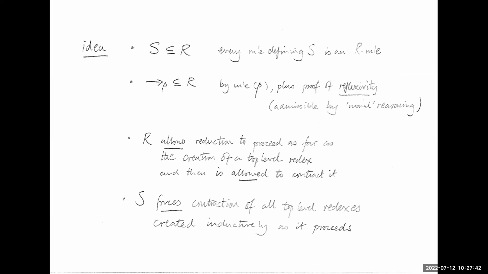So here's some more detail. S is indeed contained in R because every rule defining S is an R rule. Beta is contained in R by reflexivity, and I've indicated already as an exercise that that's admissible by the usual reasoning. One person asked me about admissibility yesterday. I'll take that question and further discussion of it offline. And I'll just say a bit more about R and S. R allows reduction to proceed as far as creating a redex. Okay?